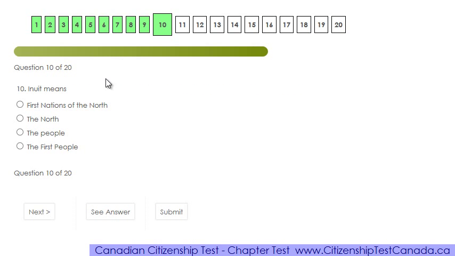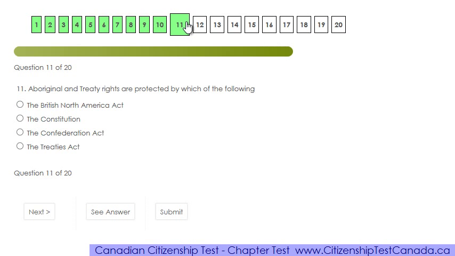We're halfway through. Inuit means First Nations of the North, the people, or the first people. So all of these look like pretty good answers. So you have to memorize this one little fact. The answer is the people. And the study guide tells us the Inuit, which means the people in the Inuktitut language, live in small scattered communities across the Arctic. Okay, let's move on to question 11.